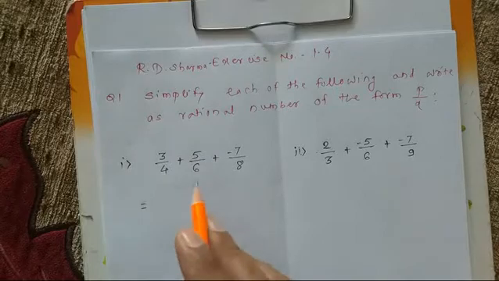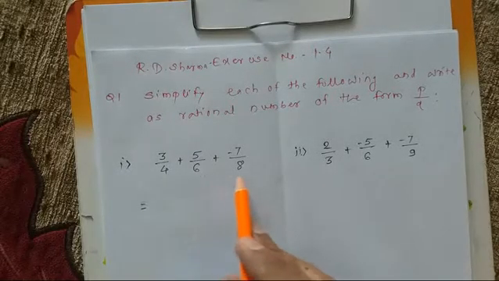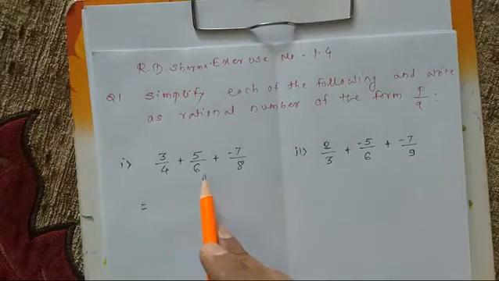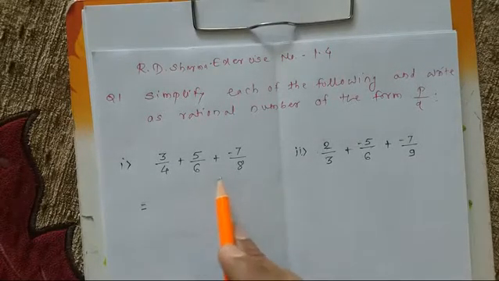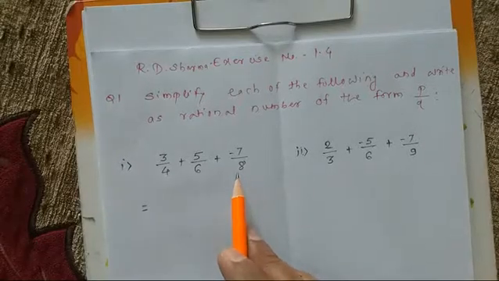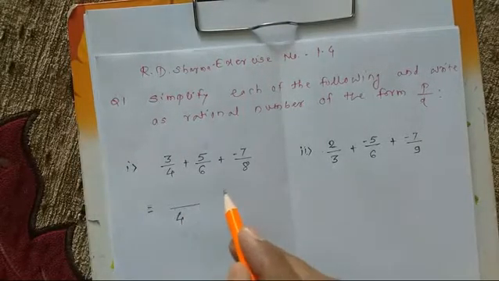Now here there are three rational numbers, we have to add them. The denominator of all these three numbers is not same, it is different. So we can find their equivalent rational numbers having same denominator. For this reason, we have to find their LCM. LCM of 4, 6 and 8, which is 24. So we will convert these denominators into 24.